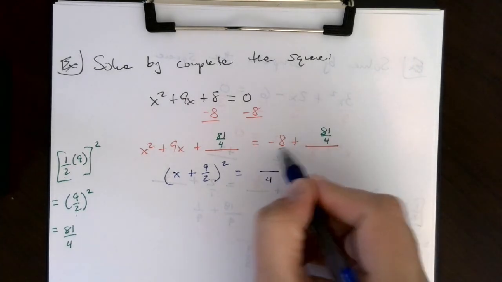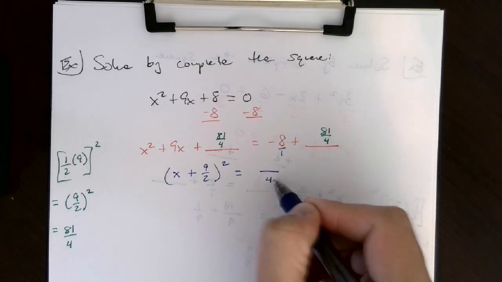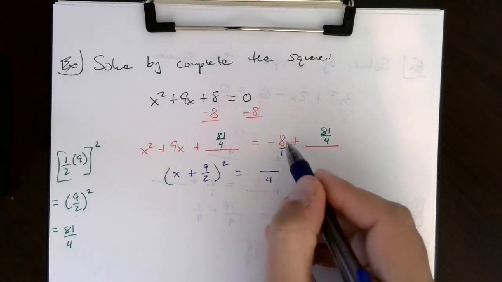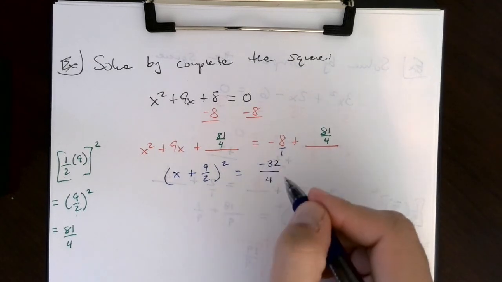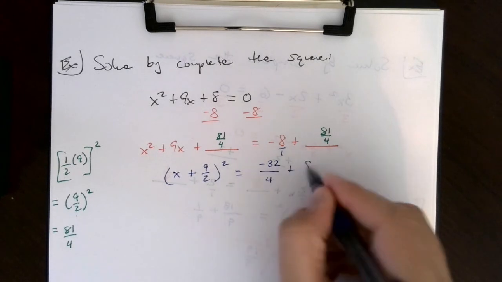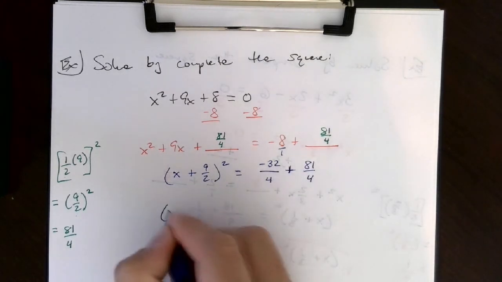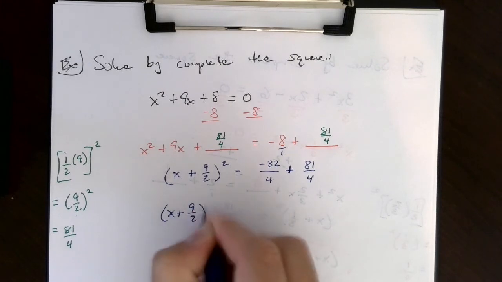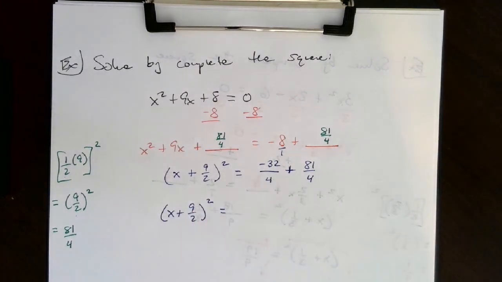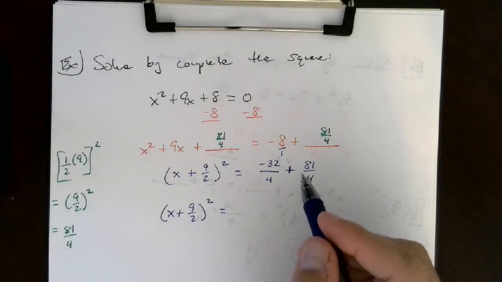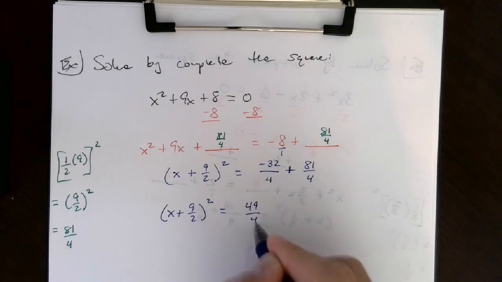Well, negative 8 over 1 equals what over 4? Well, 1 times what gives you 4? So 1 times 4 gave me 4. So 8 times 4, multiplying the numerator, makes us a negative 32. Plus 81 over 4 already has our denominator 4, so we're good there. So simplifying this, I have x plus 9 halves, quantity squared, equals negative 32 plus 81. When you add those together, you can use your calculator, you should get 49 over 4.